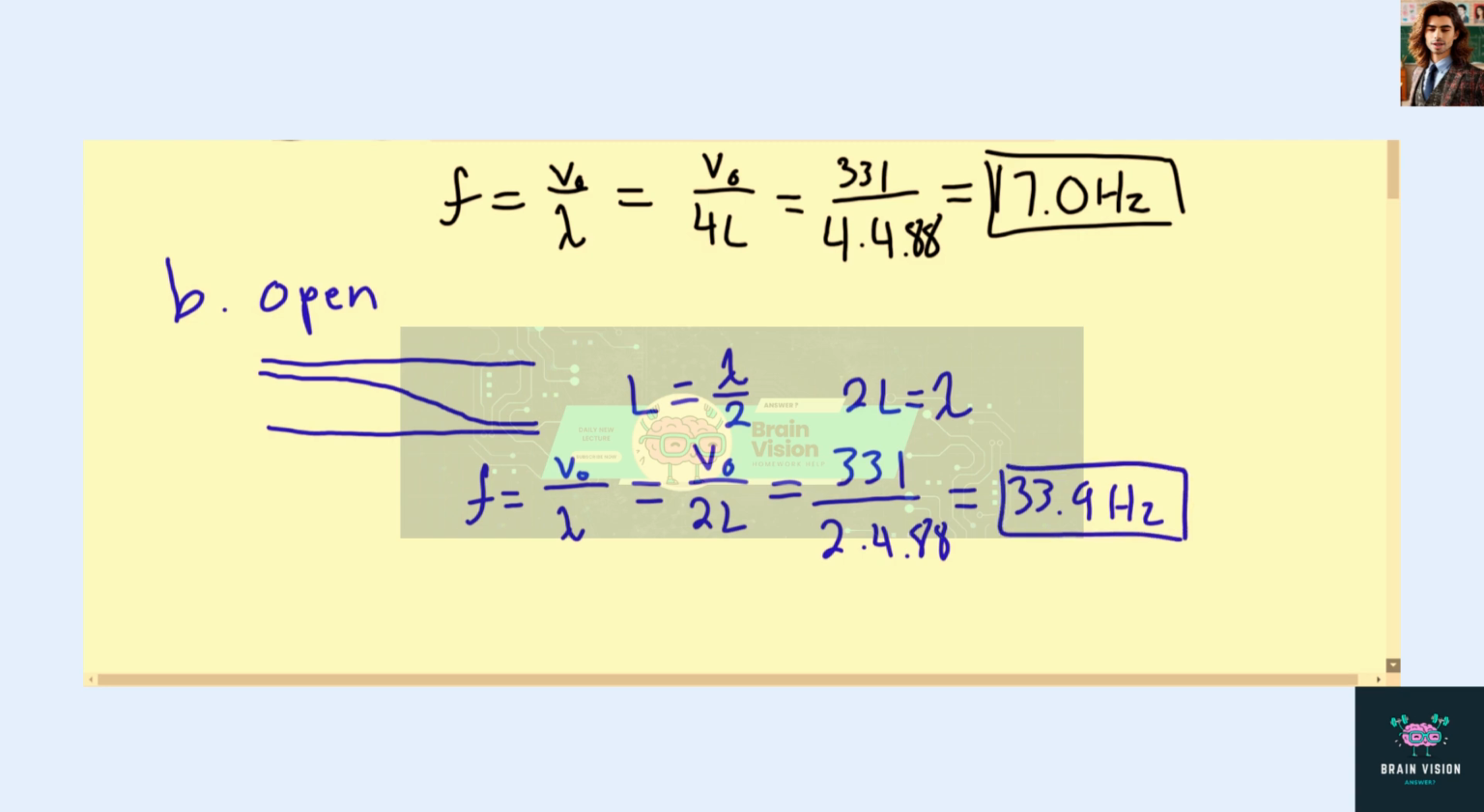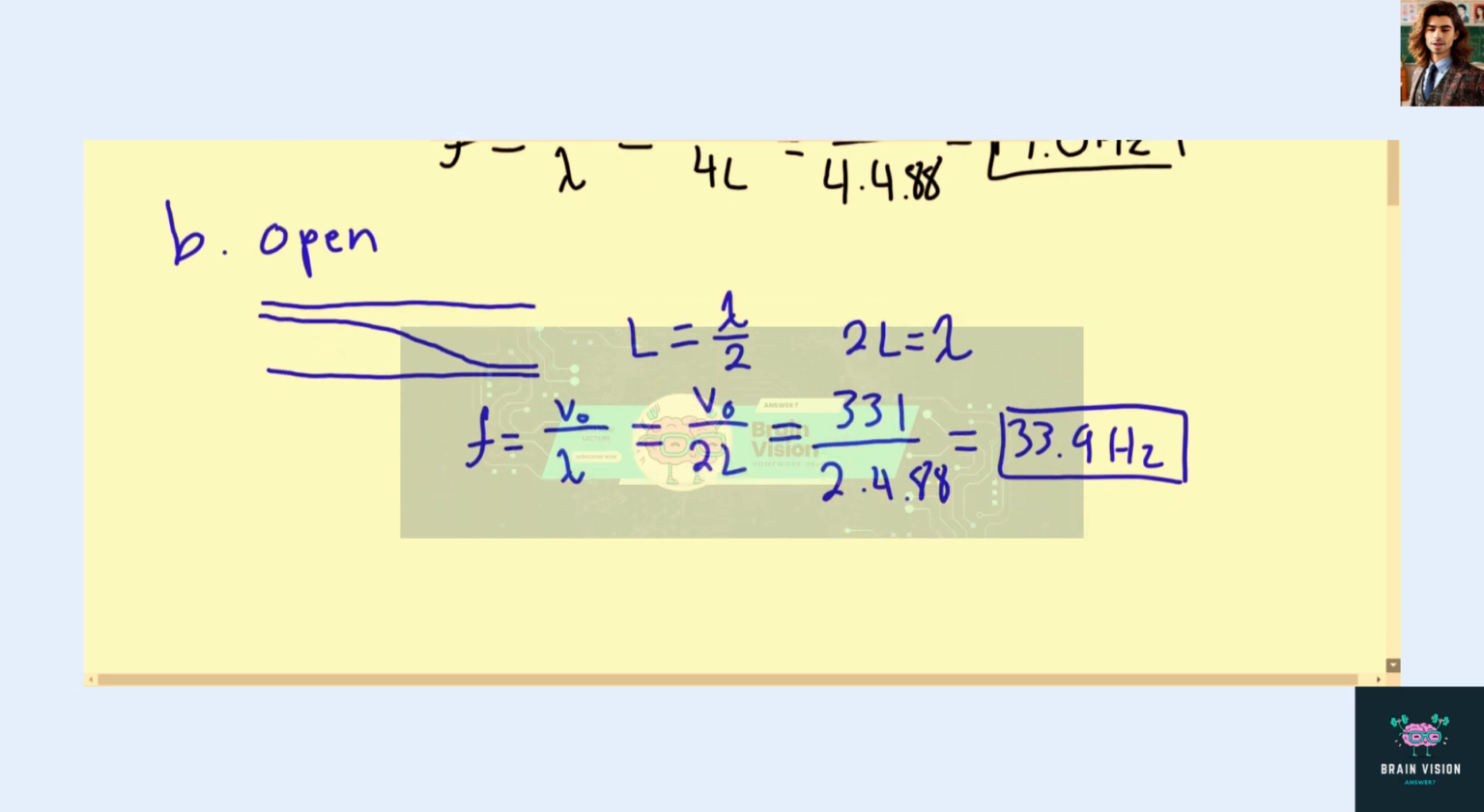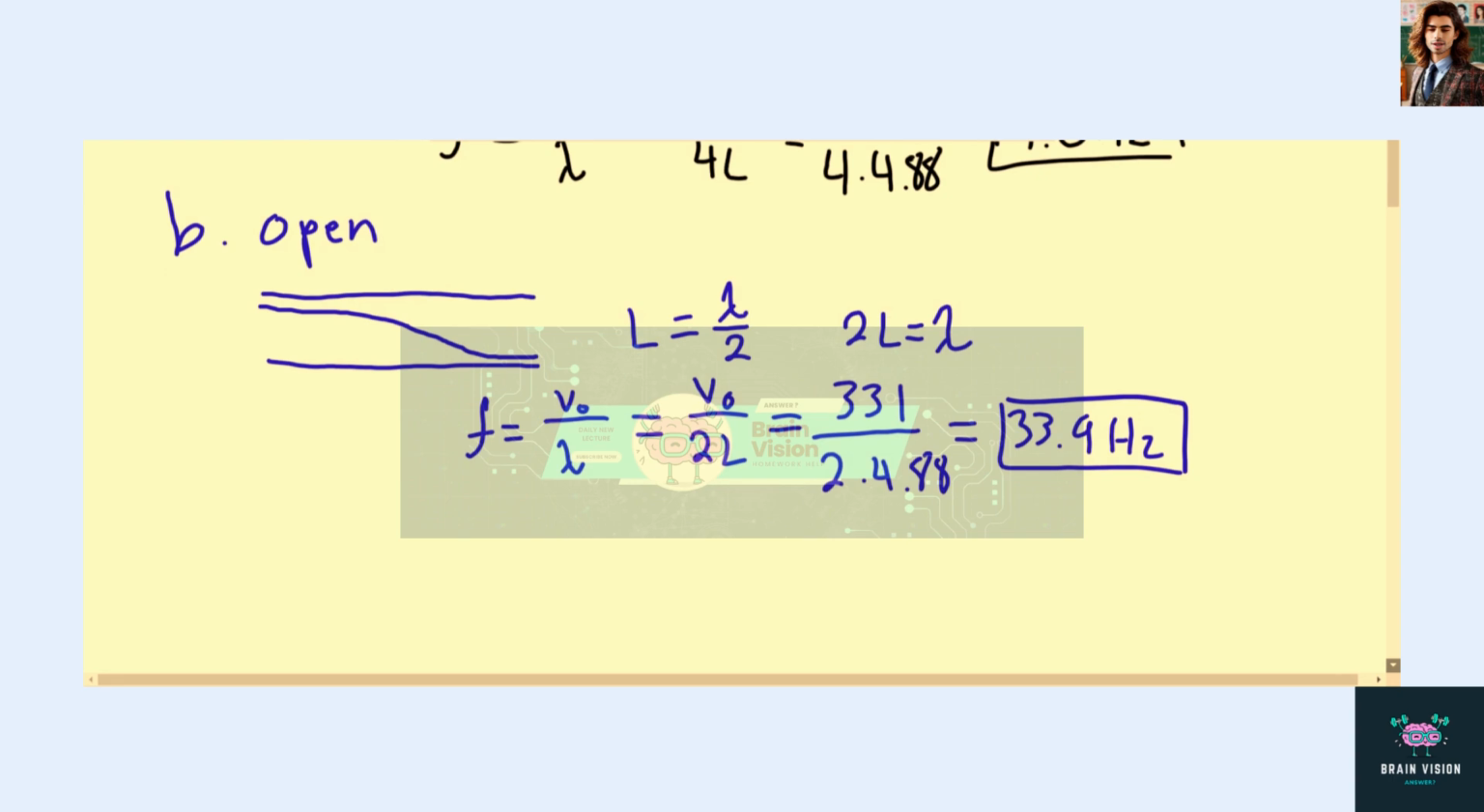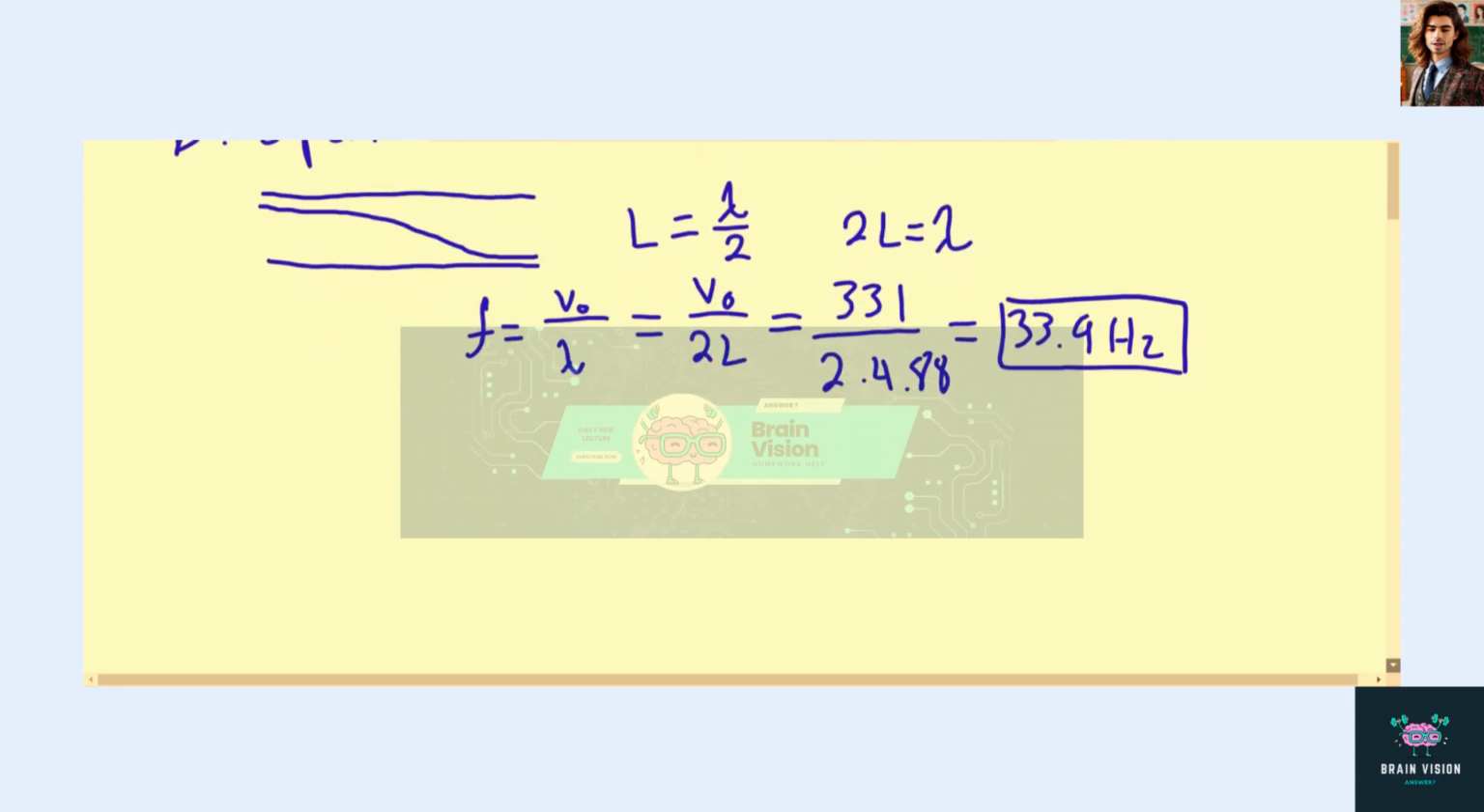All right. And that makes sense because the only difference between part A and part B was that we have a 2 in the denominator instead of a 4. So 17.0 times 2 is 34. There's a rounding difference between the two answers, so it's fine that it's off by 0.1 hertz. But the answer for part B is roughly double the answer for part A, which makes sense from our formulas.